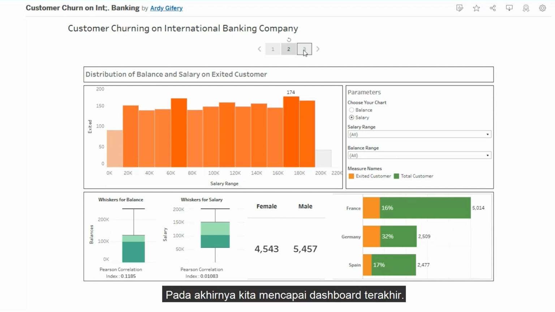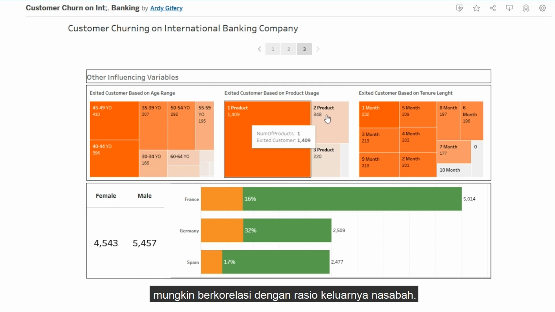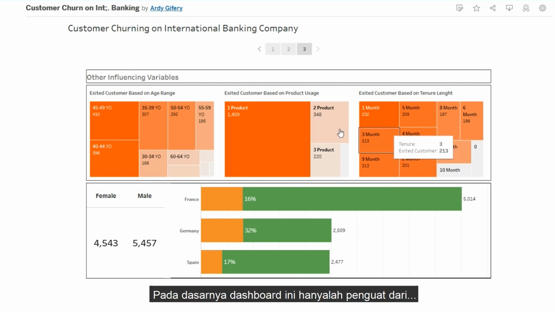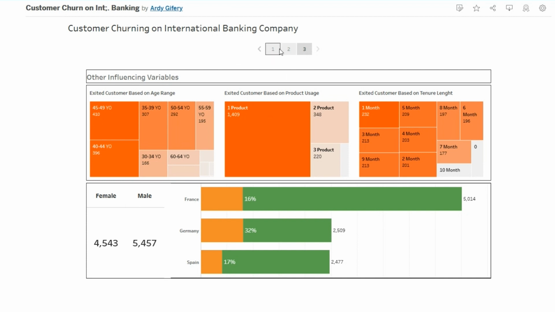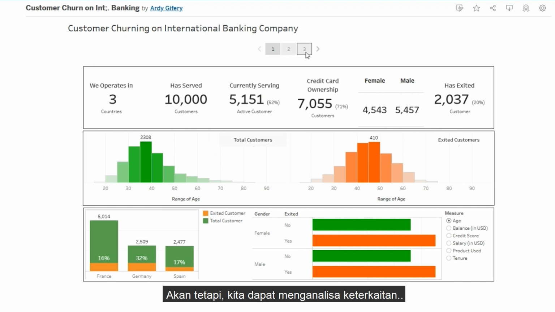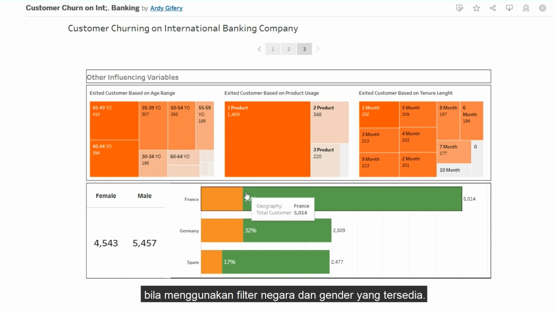Finally, we reach our last dashboard. This dashboard displays other variables that might be correlated with the customer churning ratio. Essentially, this dashboard only serves as a reinforcement for the previous dashboards, particularly the first one. However, we can still analyze the interplay between the variables in more depth, especially when utilizing the country and gender filters provided in the dashboards.